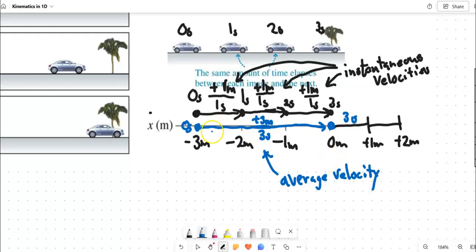And yes, you could also say that it took 1, 2, 3. So its distance traveled was 3 meters over the period of 3 seconds. But we're here to learn about velocity and instantaneous velocity. Okay, and it had a continuous instantaneous velocity.